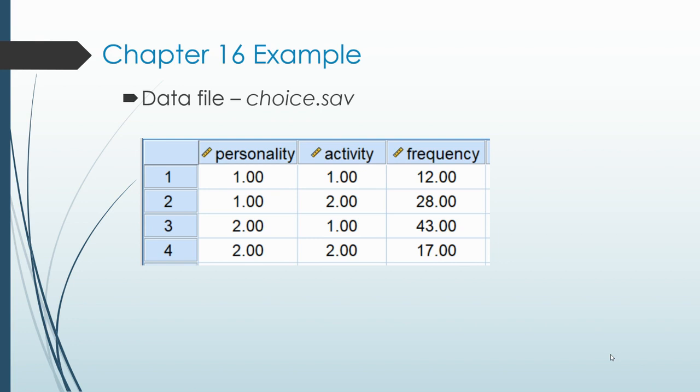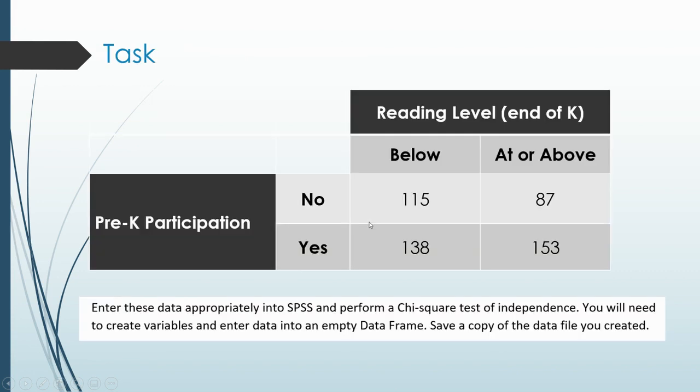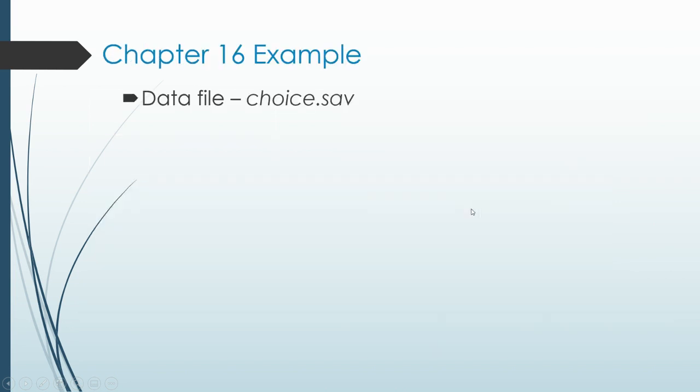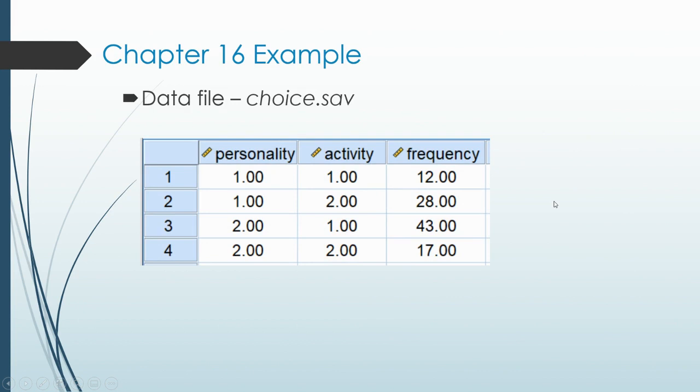the frequency approach to this in SPSS, you've got three variables. In that example, we had our personality, introvert versus extrovert, activity, amusement park versus a retreat, and then we had the frequencies here. So what you're going to need to do is to take this data from here and revisualize it in terms of what it would look like in SPSS.